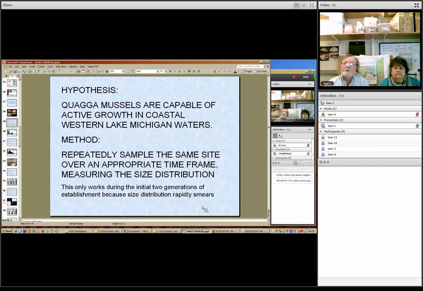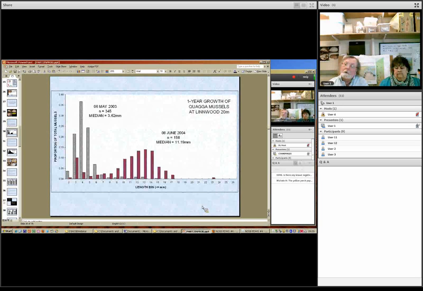Method is to go sample the same site over and over on an appropriate time frame and then measure the size distribution of the quagga mussels. This only works early in the game because as the mussels become older, the growth rate smears and the size frequency distribution begins to look bad. Here at the Linwood 20 meter station, which is a warm area that the zebra mussels could live, we're looking at quagga mussels from 2003, which are about 3.6 millimeters. June of 2004, and they're about 11. So they've grown 7 and a little bit on average. So they were able to grow there.